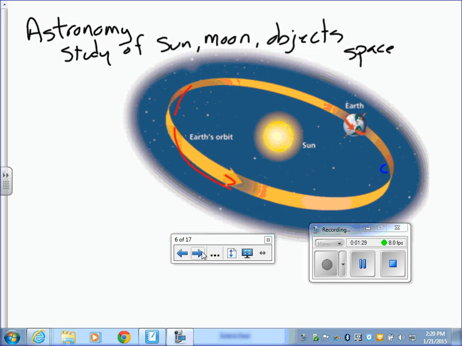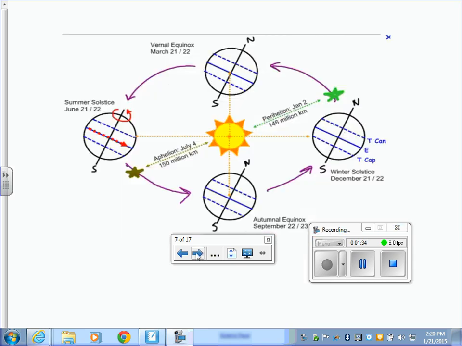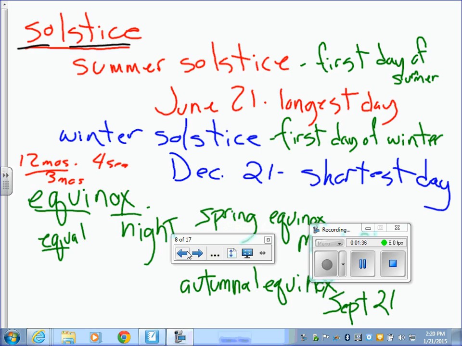Then astronomy was one of our words. Astronomy is the study of the sun, moon, and objects in space, which is what we're studying all quarter. We're going to come back to seasons here in a second.